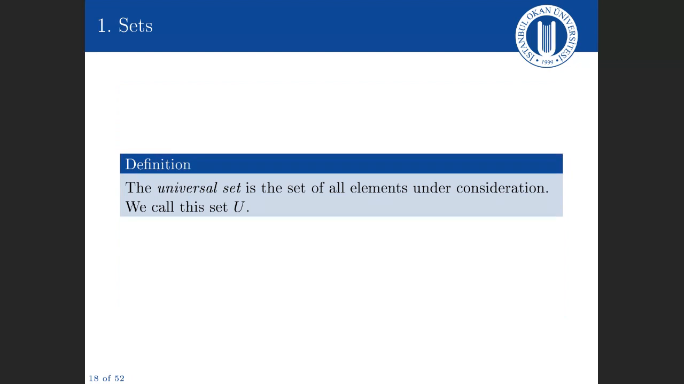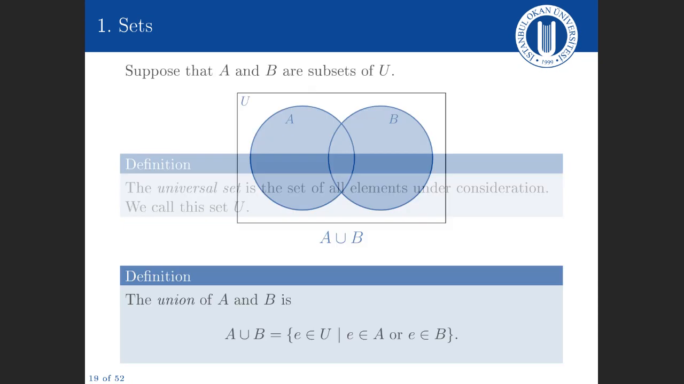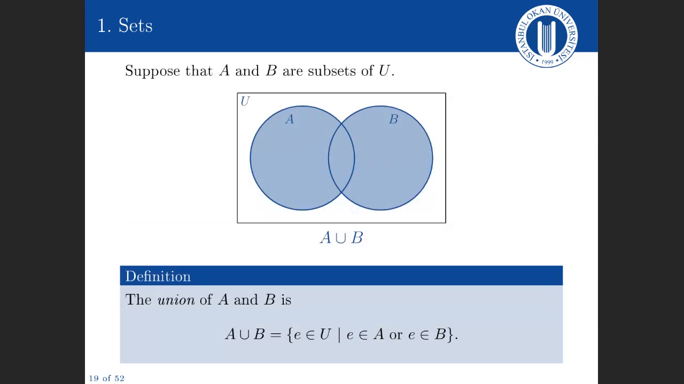If we're interested in the set of all the elements that we might be thinking about for a subject, we call this the universal set. Let's suppose U is the universal set, and let's suppose that A and B are subsets of U. We might think of this as a picture like this. A is inside U and B is inside U.